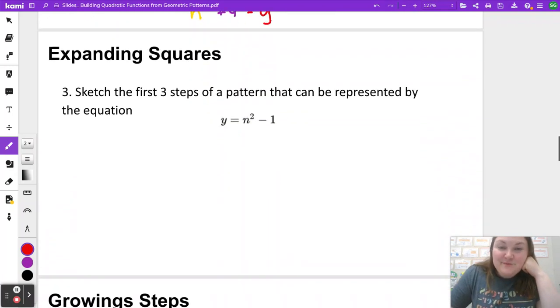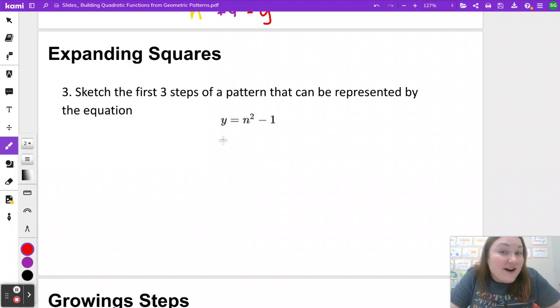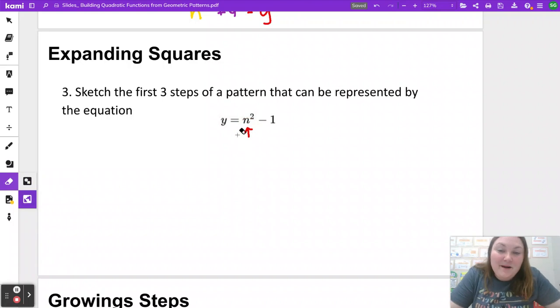So in that first one, we were looking at the pattern and coming up with the equation, but we've talked a lot about this. We want to be able to go both ways. So we want to also be able to look at an equation, a quadratic equation. I know it's quadratic because it's got that n squared there. And we want to be able to come up with what a pattern might look like.